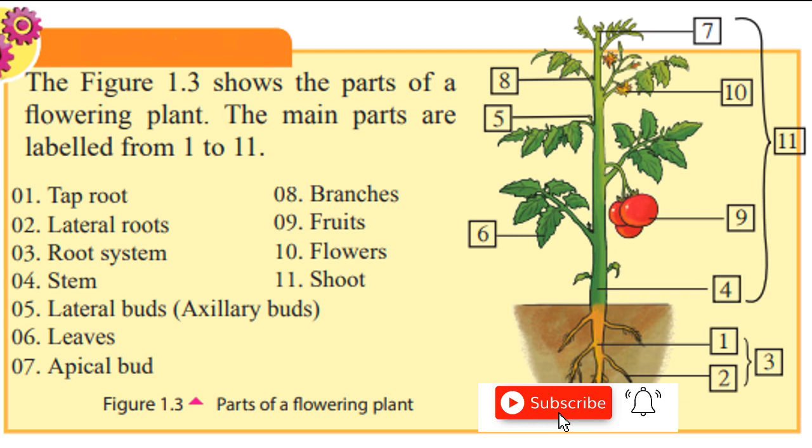Number one. When you look at this plant, you can see there's a main root that goes down into the soil. This main root is known as the tap root. Some other roots arise from this main root, children. These are known as lateral roots. We will write down one, tap root, number two, lateral roots.